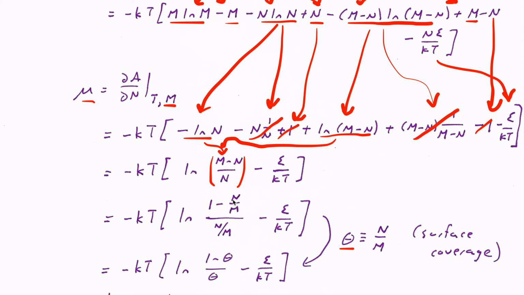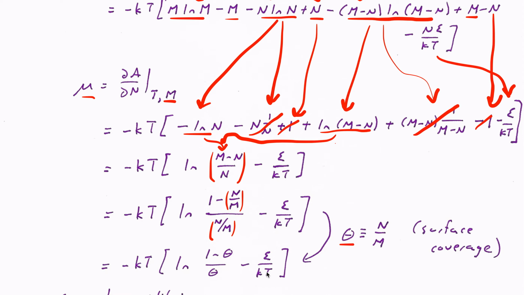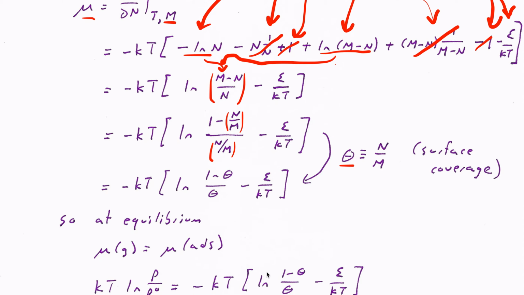So with that definition, I can rewrite the m minus n over n in terms of theta, and what I've got is that the chemical potential of the adsorbed species is minus kT times this quantity, log of 1 minus theta over theta, minus epsilon over kT. That's the cleanest I can make the expression for the chemical potential of the adsorbed species.